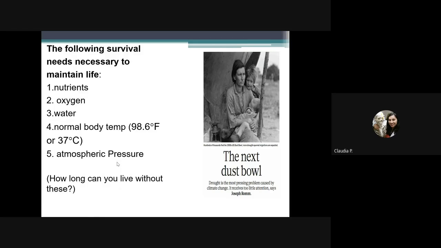Okay, so right now we're going to leave the threshold blank, but you should have put the threshold for these. And so atmospheric pressure, the significance is to keep the gases that we need to breathe in at the right concentration. So nutrients, 3 weeks. Oxygen, 5 minutes. Water, 3 days. Temperature, minutes to hours. And atmospheric pressure right now, the threshold we're leaving blank. Okay, so you are writing this in here.